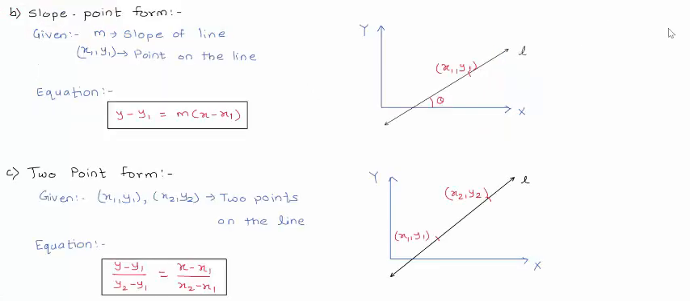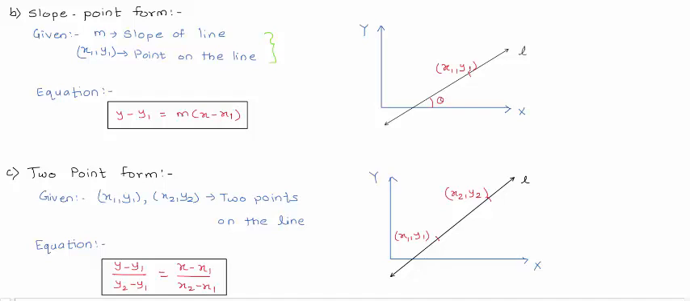Okay, the next type of equation of line is slope point form. In slope point form, as the name says, slope and point is required. So look at the given data. It is m, that is slope of line, and (x1, y1), point on the line. So if these two things are given, then we can find equation of line as y minus y1 equals m into (x minus x1). Here we substitute x1, y1 and value of m.